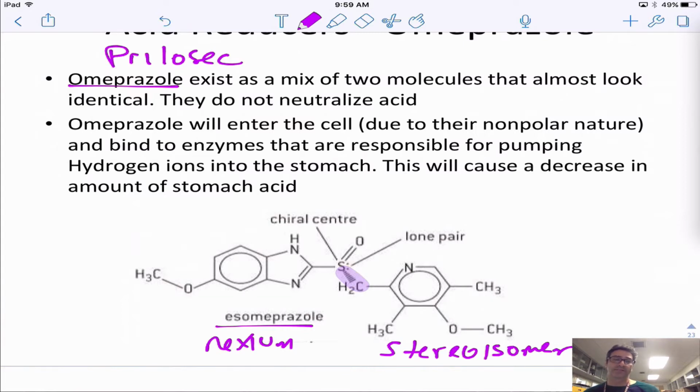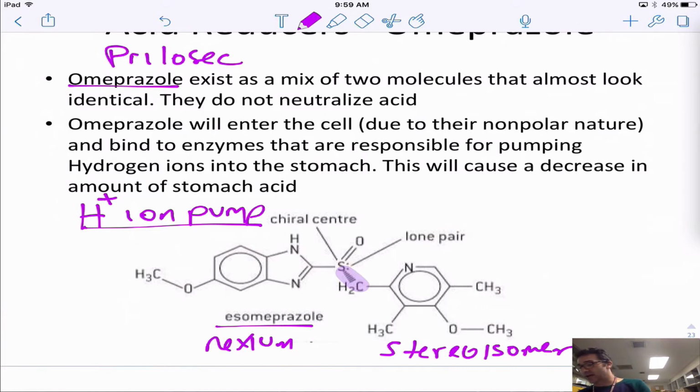They both do the same thing, and they both bind to what's known as a hydrogen ion pump. And they shut it down, they inhibit it. And this will then reduce the amount of hydrogen ions, which are the source of the acid that are being pumped into the stomach.